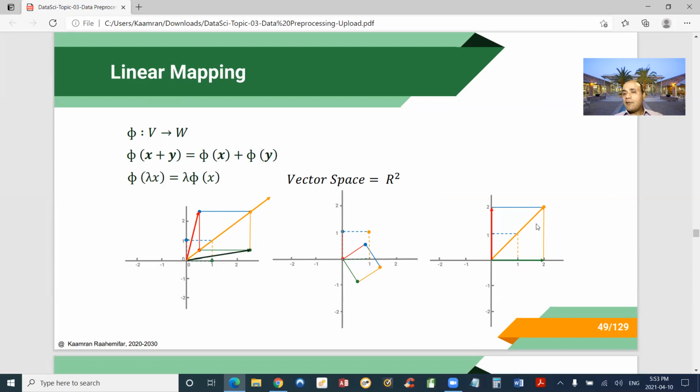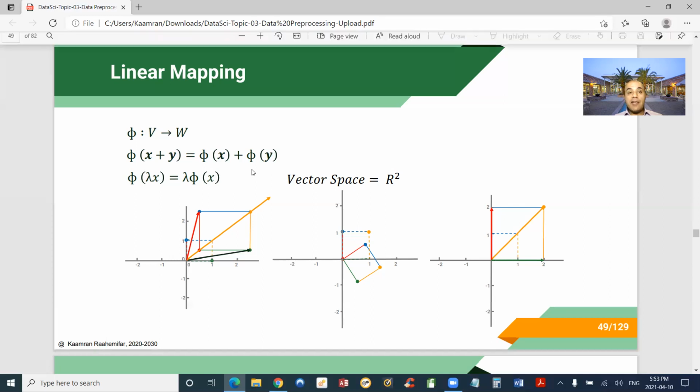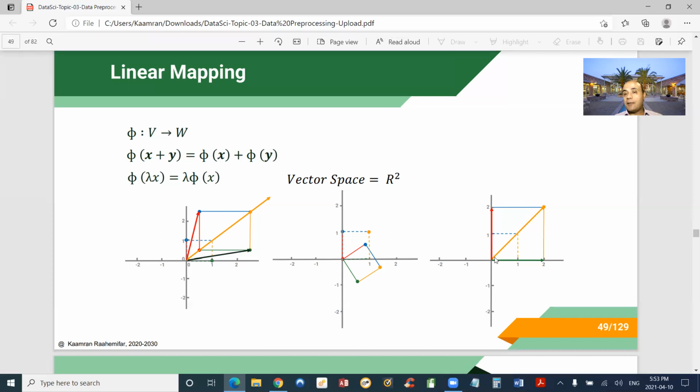Now, take a look at this vector. You have a vector that has one on the y-axis, one on the x-axis. So this is your vector that you have. And then when we say scaling by 2, what does that mean? This vector times 2 is going to actually go all the way here.